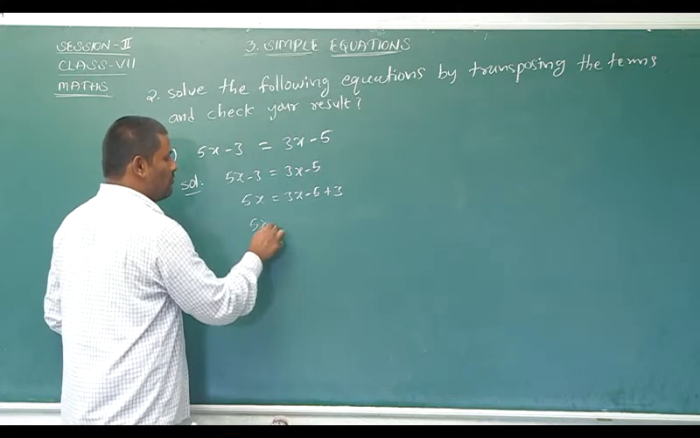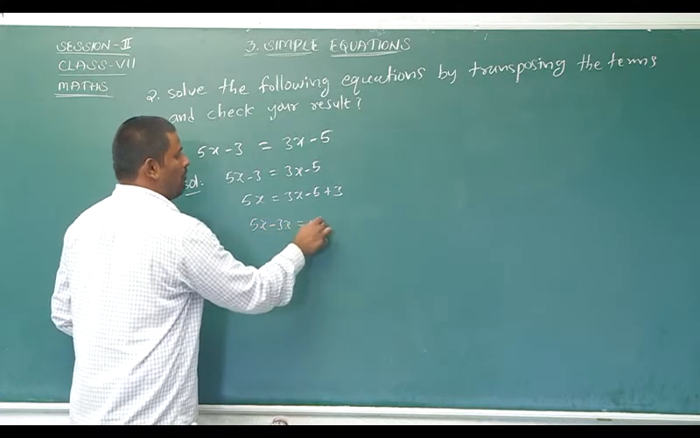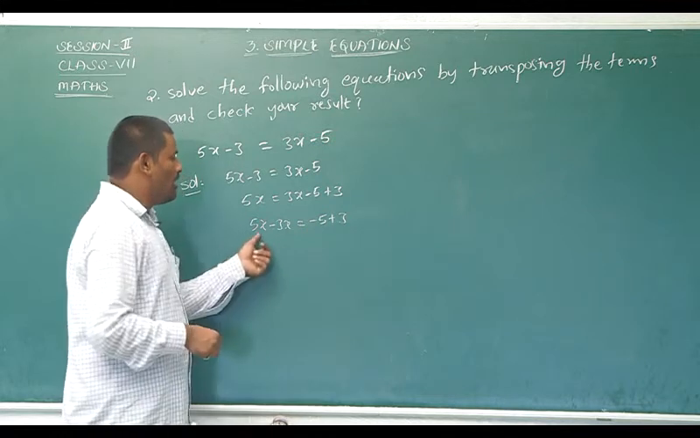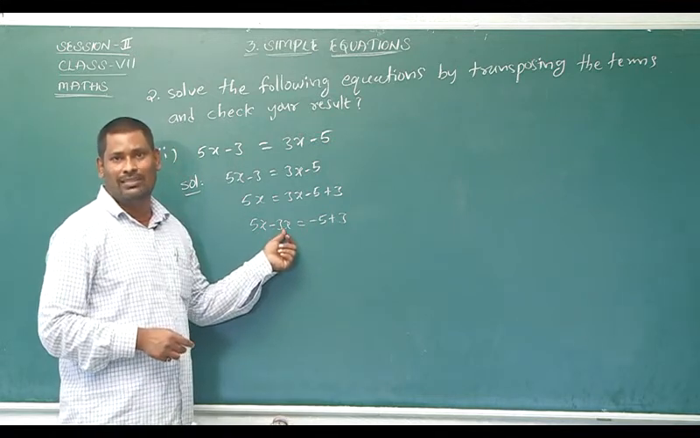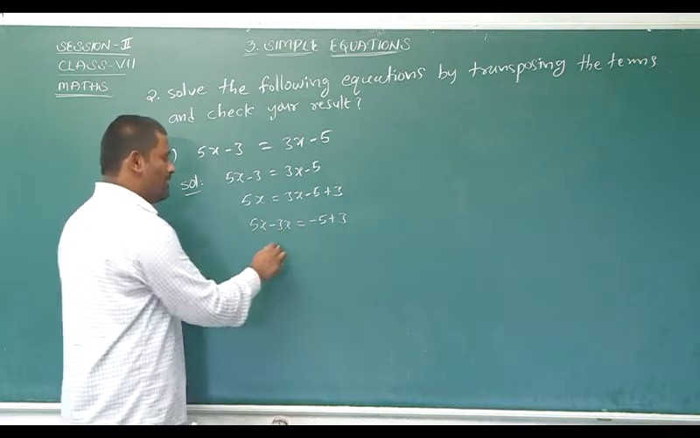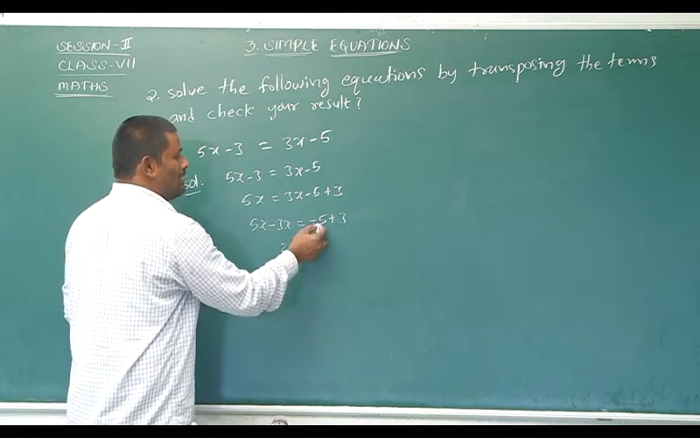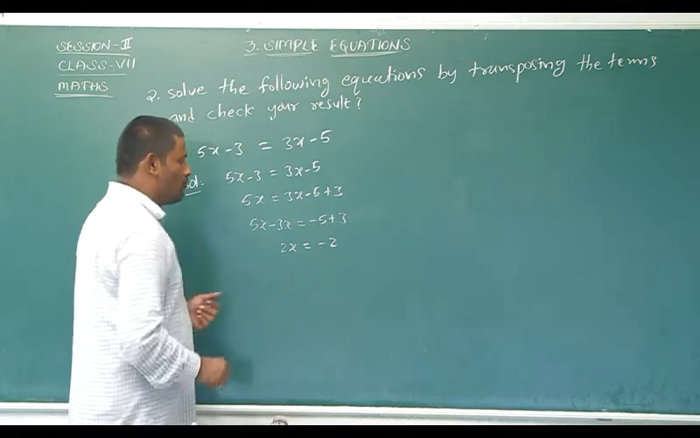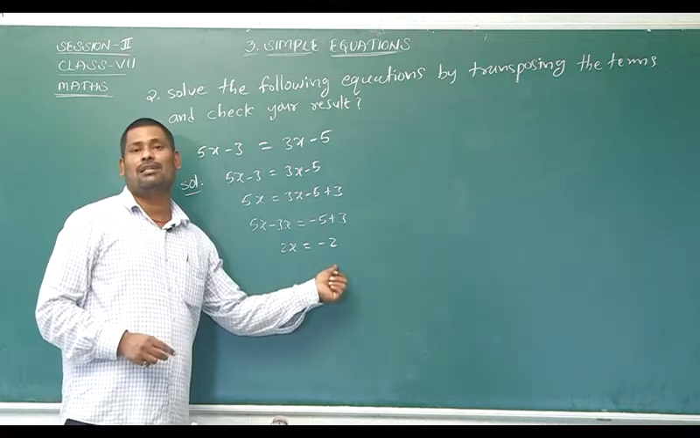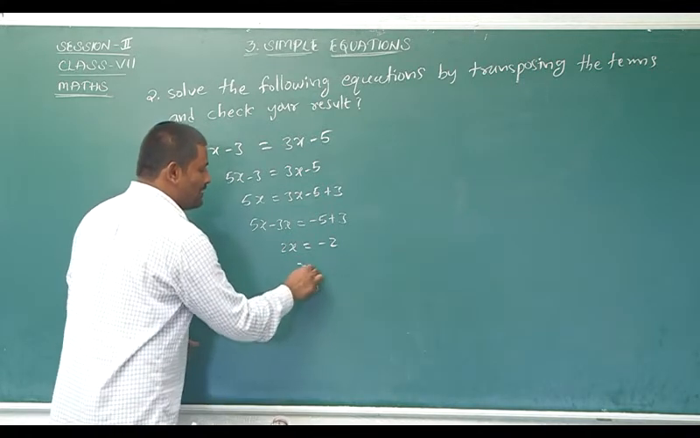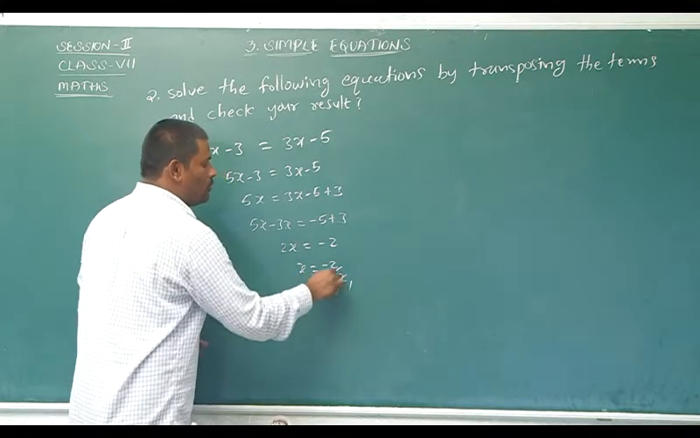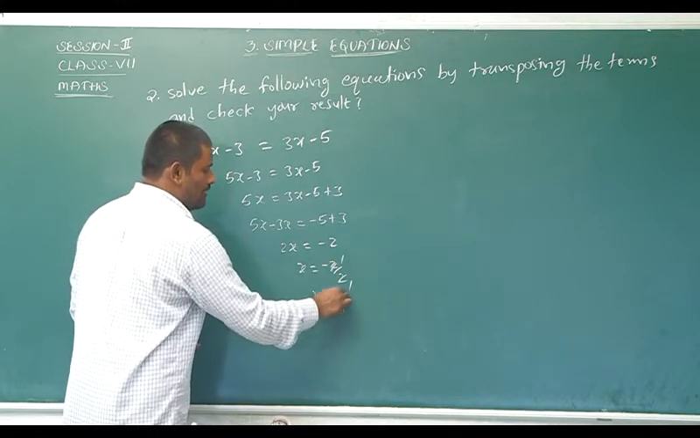So 5x equals minus 3x minus 5 plus 3, we will get 5x minus 3x equals what do we get? We do the subtraction, so we get 2x equals minus 5 plus 3, which means I get minus 2. Now the 2, if I transpose that side, then it divides, so x is equal to minus 2 by 2. I get 2 ones and 2 ones, then x equals minus 1.